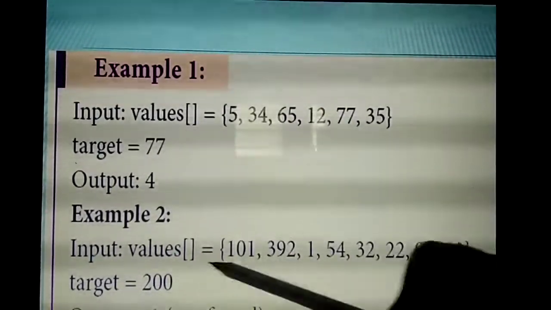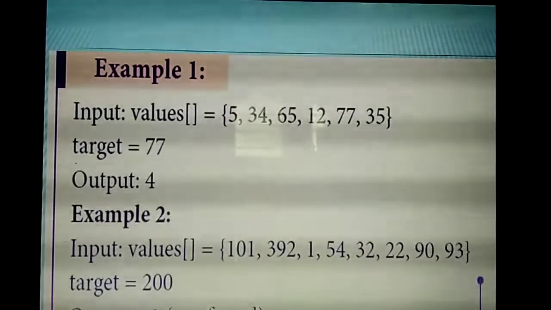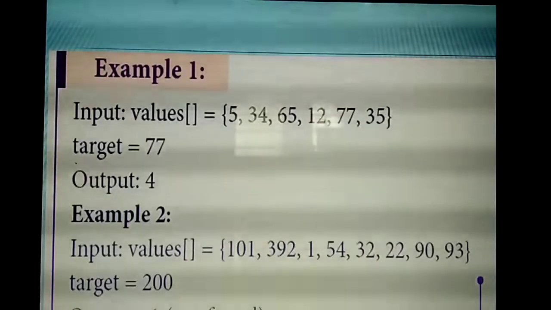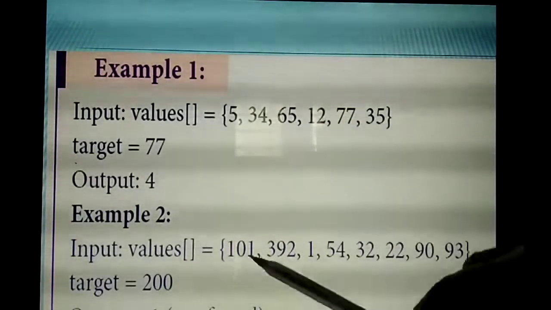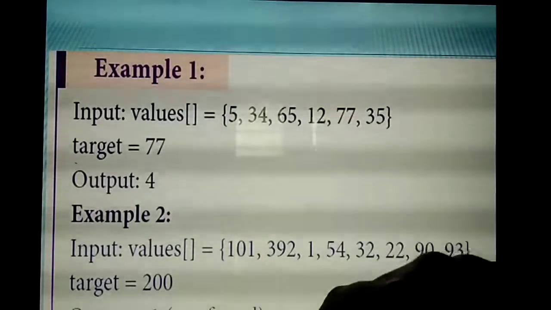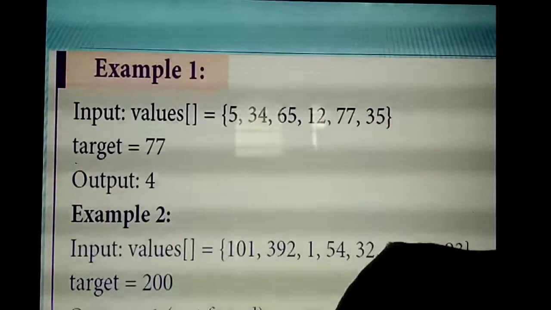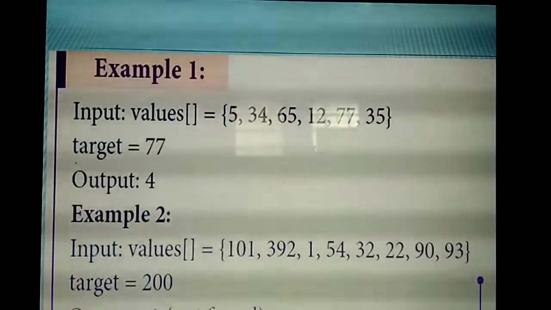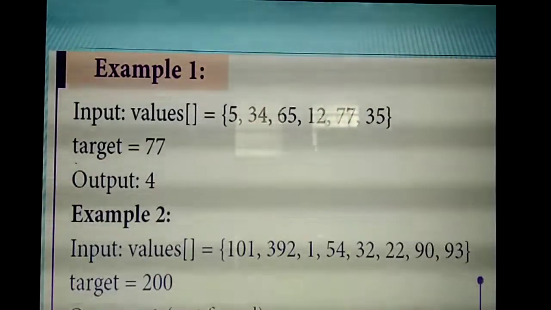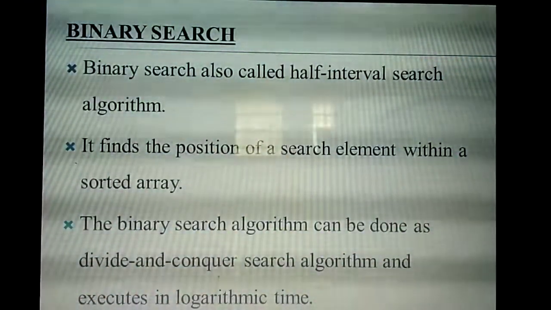They have given an array, this is the symbol of an array, with some elements. What target value have they given? 200. Whether 200 is found here? No. So they are giving the output as -1. That means search not found. That's why they have given that the match is not found. The output is match not found. Understand? Yes. The next algorithm is the binary search algorithm.